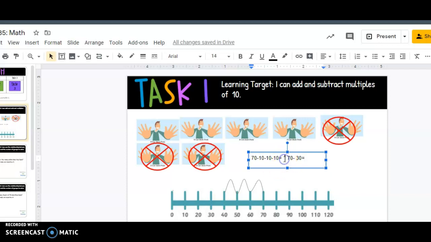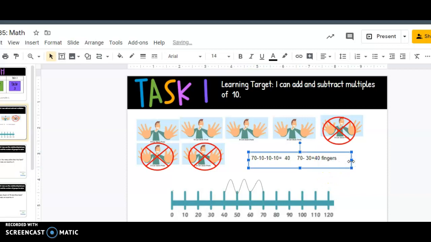40. Excellent job. I'm going to type it here. 70 minus 10 minus 10 minus 10 equals 40, or another way to think of it is 70 minus 30 equals 40 fingers. Let me type a unit in there since we're talking about fingers. Always important to include units when you're solving math stories.